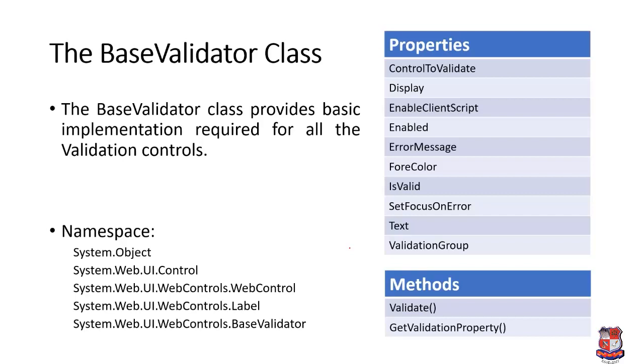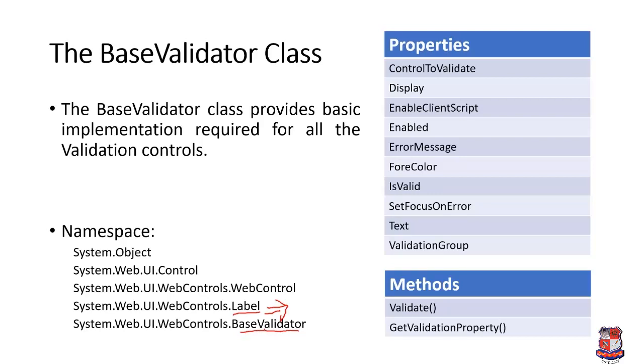The namespace hierarchy for this base validator class is System.Object, System.Web.UI.Control, System.Web.UI.WebControls.WebControl, System.Web.UI.WebControls.Label and System.Web.UI.WebControls.BaseValidator. We can see over here that a label control is used. Why is it used? The label control is used to display the error messages.